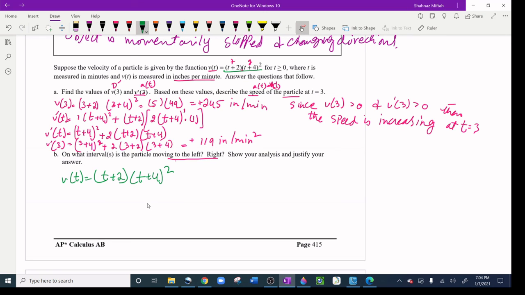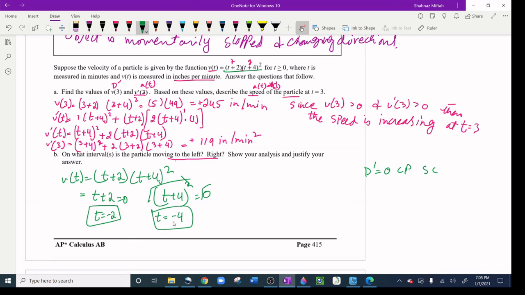All I have to do to make a sign chart for left and right is make this equal 0. You know, derivative equals 0, critical points, and then sign chart. I will make each one of them equal 0: t plus 2 equals 0 and t plus 4 whole squared equals 0. t plus 2 gives me t equals negative 2. This one gives me t equals negative 4. For the square, I can take the square root, and I'm left with t plus 4, so I get t equals negative 4.